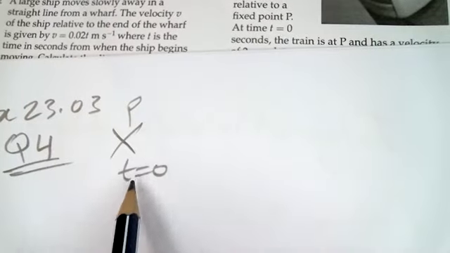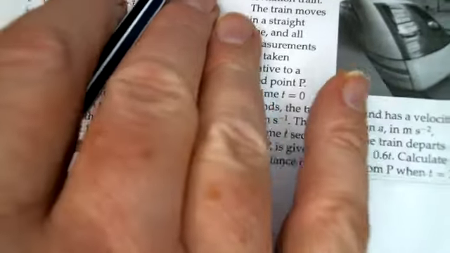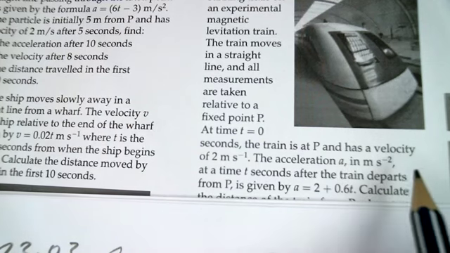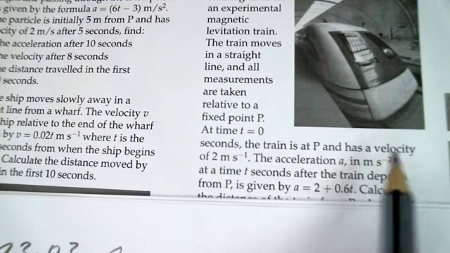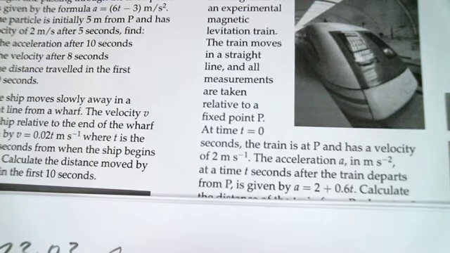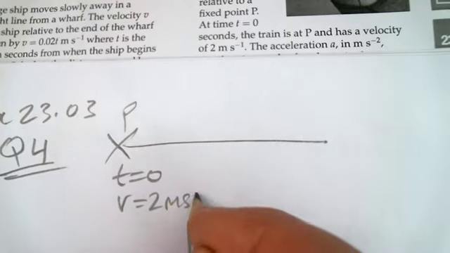So that's what I've drawn there, time's here. Of course, it's moving along here. And it says it has a velocity of 2 meters per second. So at t, it's already reached v equals 2 meters per second. So v equals 2 meters per second. There it is.